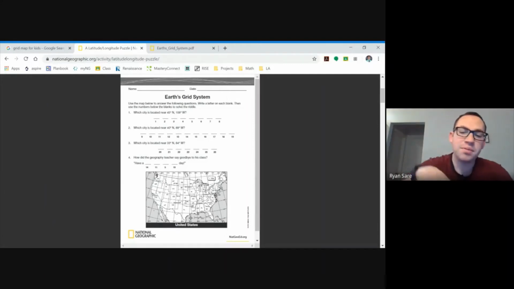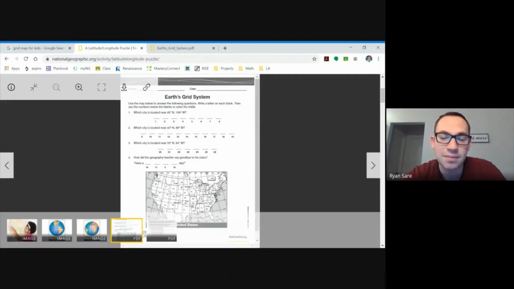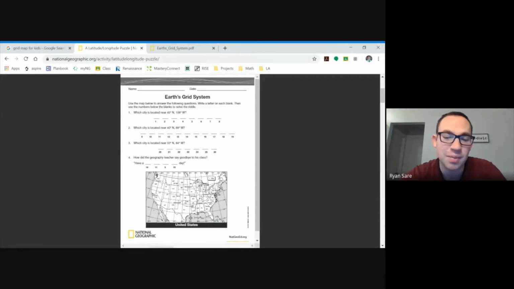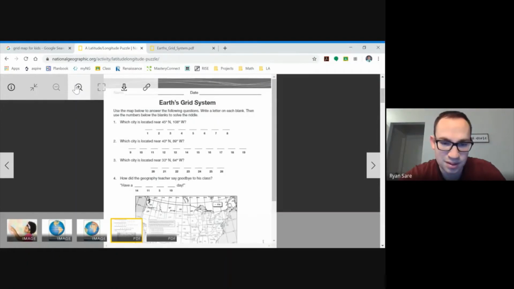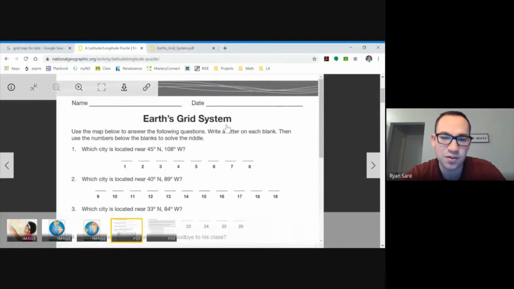And they've broken up the states on this map, and it's just of the United States minus Alaska and Hawaii. And they're asking us to find which city is near 45 degrees north, 180 degrees west. Let me see if this will let me zoom in a bit. So let's do the first one together.